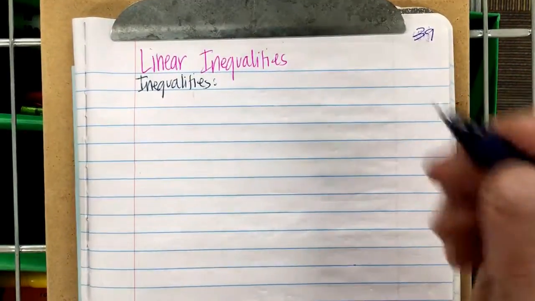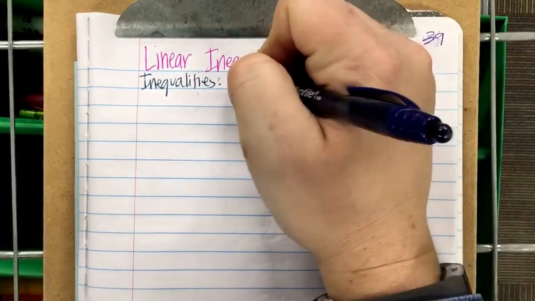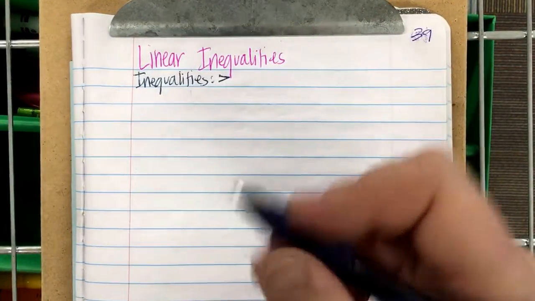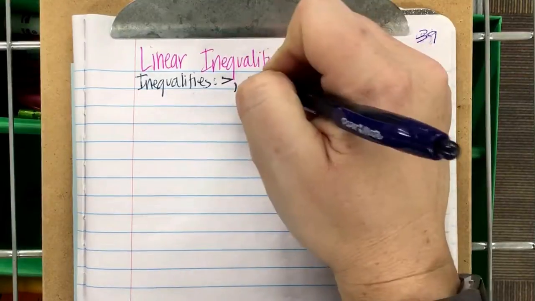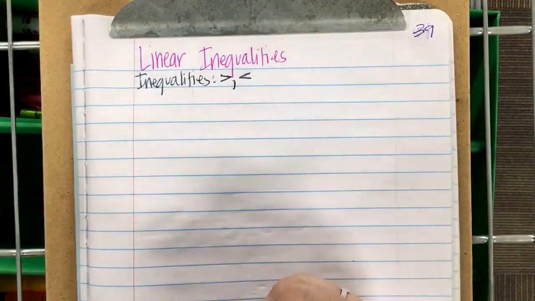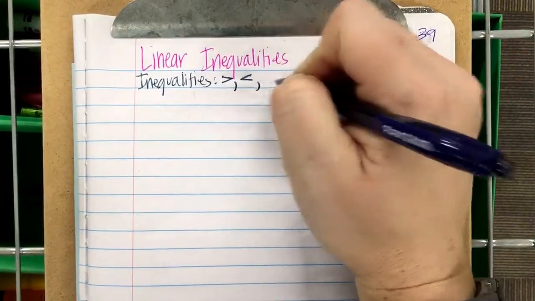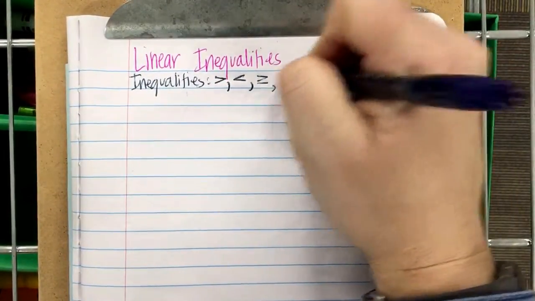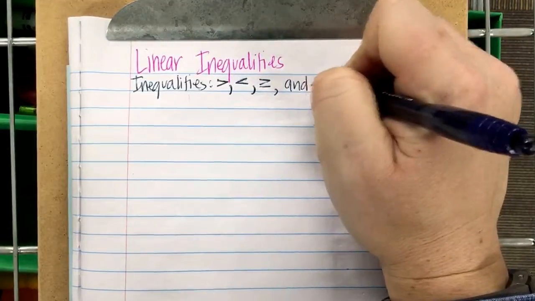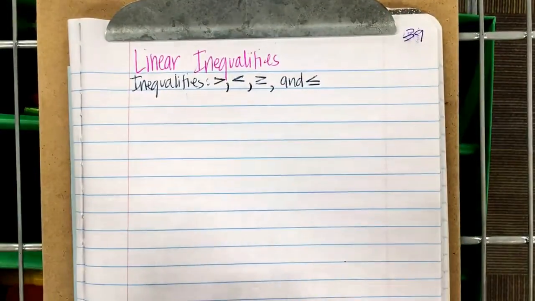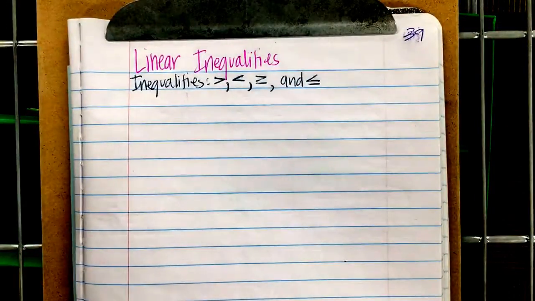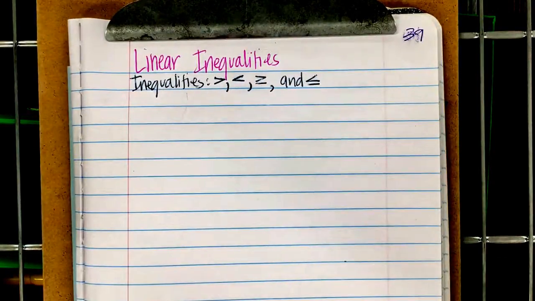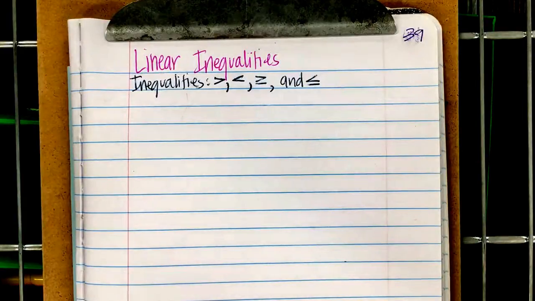From elementary school as alligators, right? They eat the bigger, right? So there's greater than, or there's less than, or there's greater than or equal to, and there's less than or equal to. So an inequality is the symbol greater than, less than, greater than or equal to, less than or equal to.